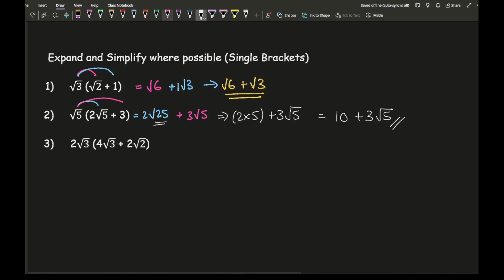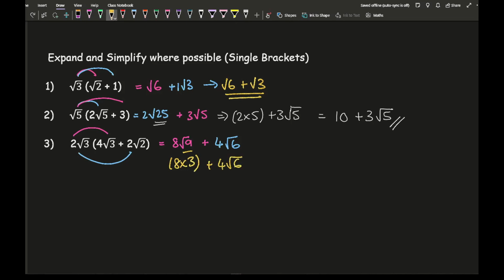And then with question 3, again multiplying 2 root 3 with 4 root 3, so 2 times 4 is 8, and root 3 times root 3 is root 9, plus, and then I've got to multiply this with this, so 2 times 2 is 4, root 3 times root 2 is root 6. Then looking at this, I can simplify root 9, that's 3, so that becomes 8 times 3 plus 4 root 6. I can't simplify the root 6, so that becomes 24 plus 4 root 6, and there is my final answer. Now I can't join the 24 and the 4 because of BIDMAS, because the 4 belongs to the root 6. It's not something that I can simplify with the adding.